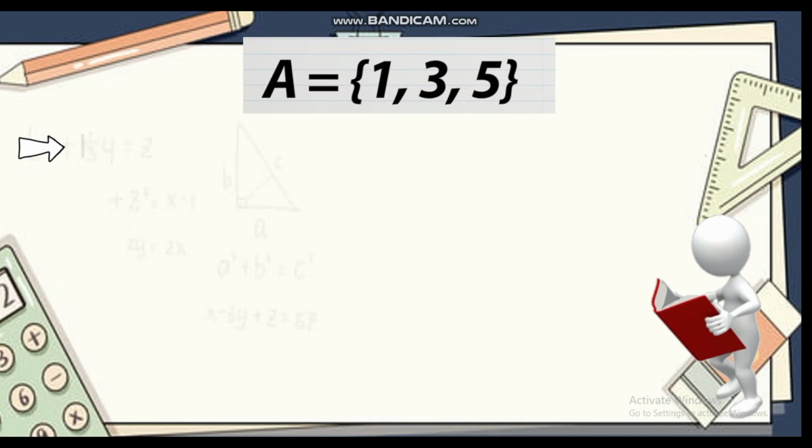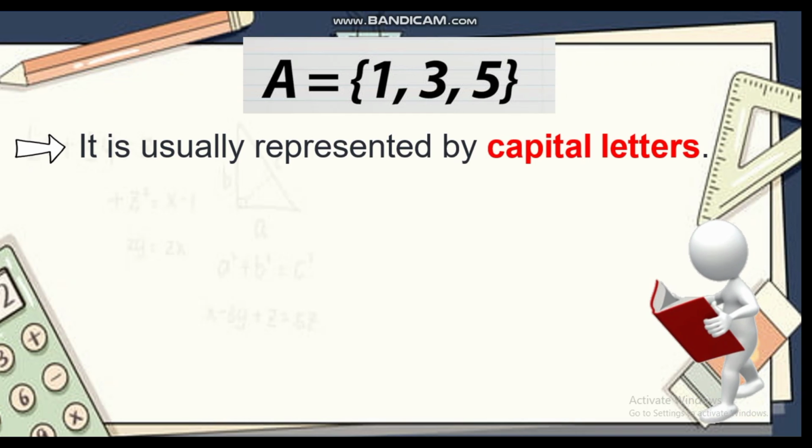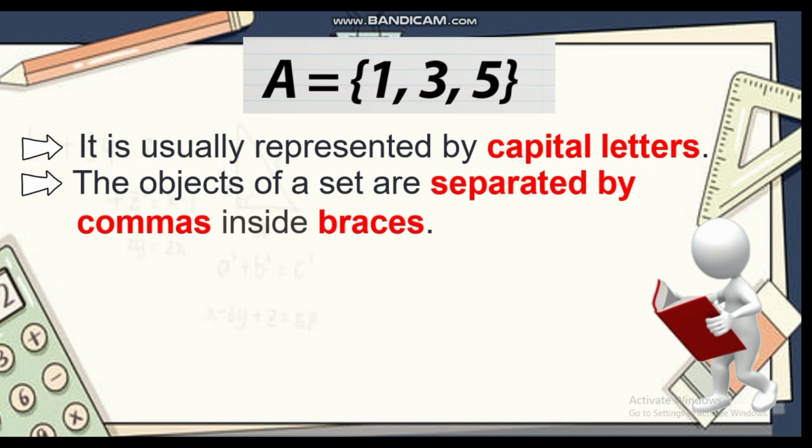Here are some properties of sets. It is usually represented by capital letters. For example, that set should be named as set A. Capital letters. Next, the objects of a set are separated by commas inside braces. The objects here are 1, 3, and 5. The objects in a set should be inside a pair of braces, and separated by commas. The example should be clear.